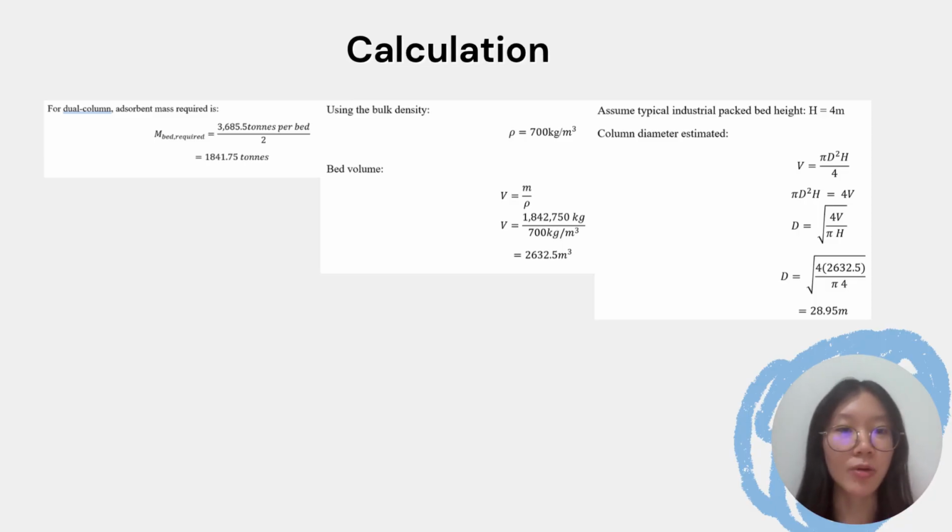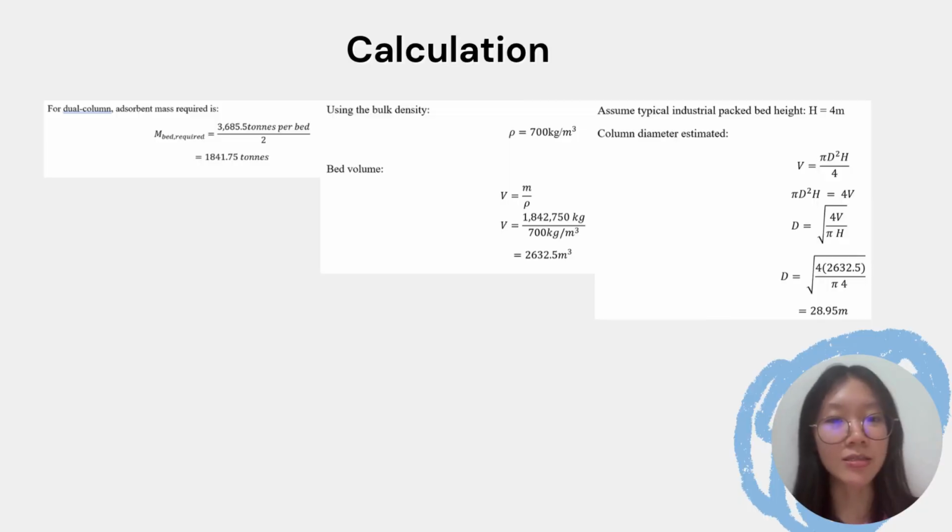By using the adsorbent mass calculated before by my teammates, we divide it by 2 to get the adsorbent mass required by each column, which is 1,841.65 tons. To calculate the bed volume, we use the bulk density of 700 kg per cubic meter, mentioned by my teammate before. We can get the bed volume is 2,632.5 cubic meters. By assuming the height is 4 meters, we can get the diameter required is 28.96 meters.